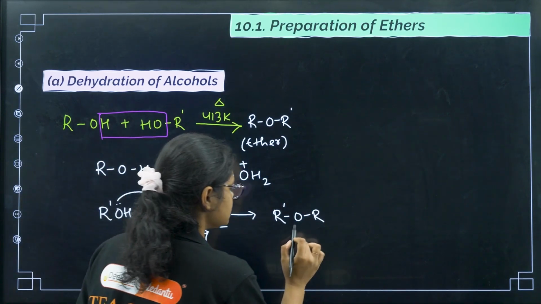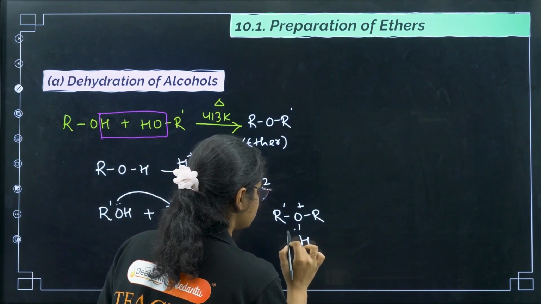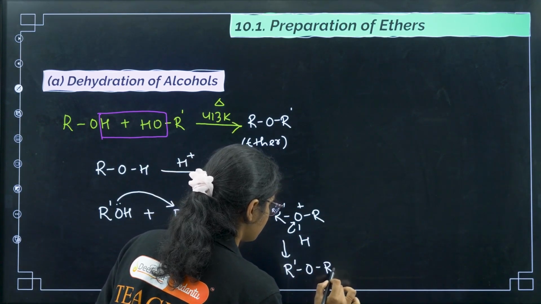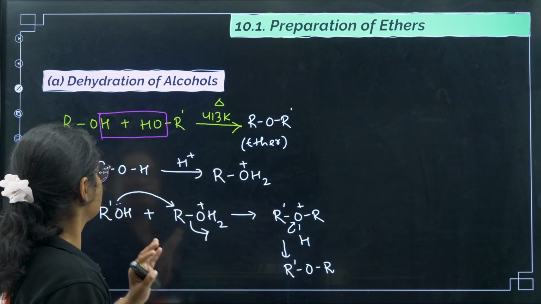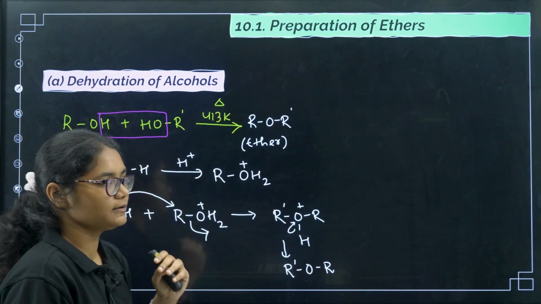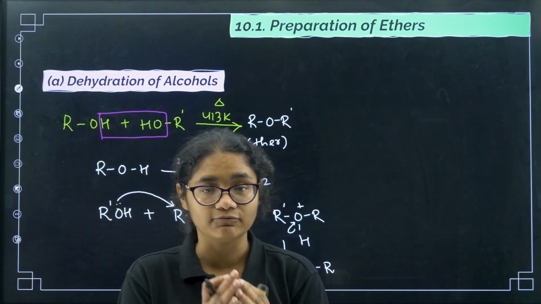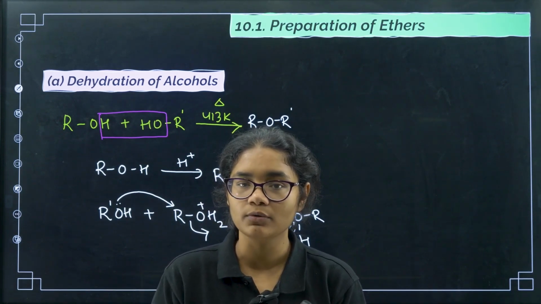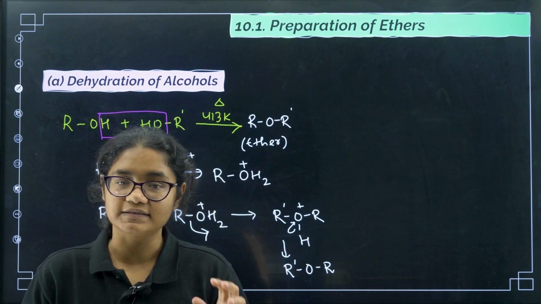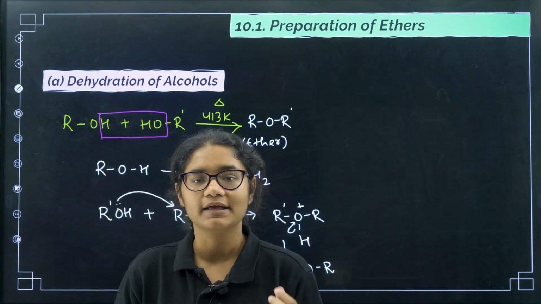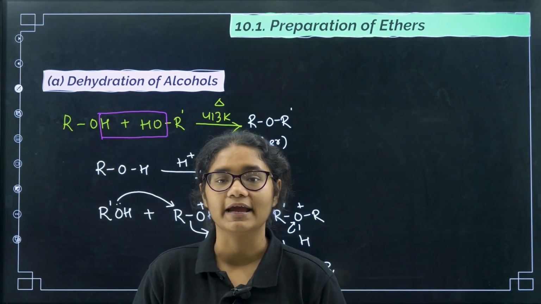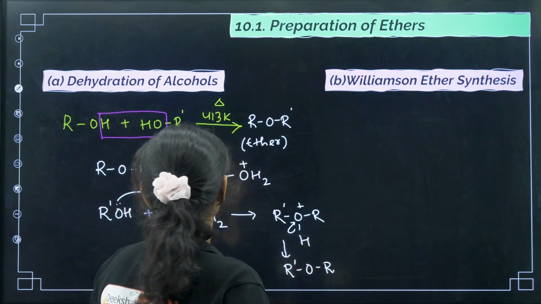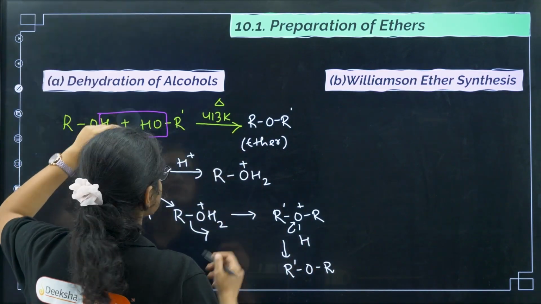Okay. Here there is one more H plus. Now this one is given back to give you R dash O R. Clear? So what you have to remember, that at a lower temperature, 413 Kelvin, if you treat alcohols, they get converted to ether. Okay, but if you do the same reaction at 443 Kelvin, there is a dehydration reaction and we get alkenes as a product. Okay, next coming to the second method, this is more important, that is Williamson ether synthesis.